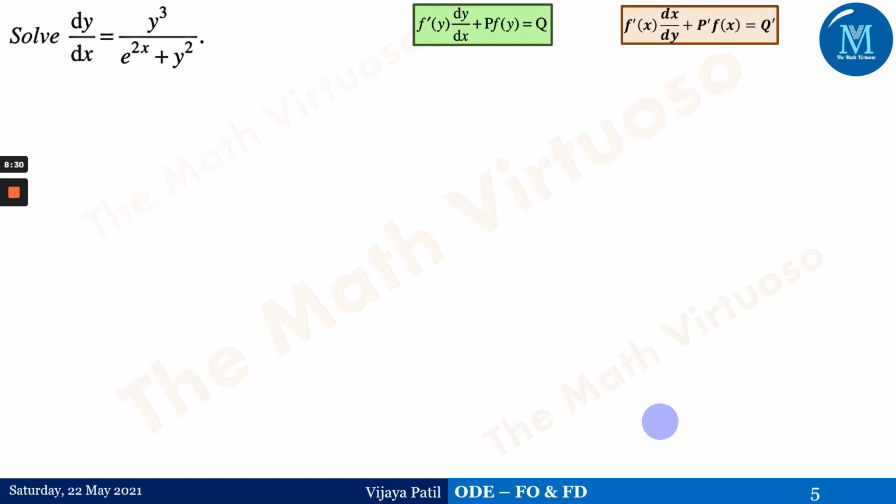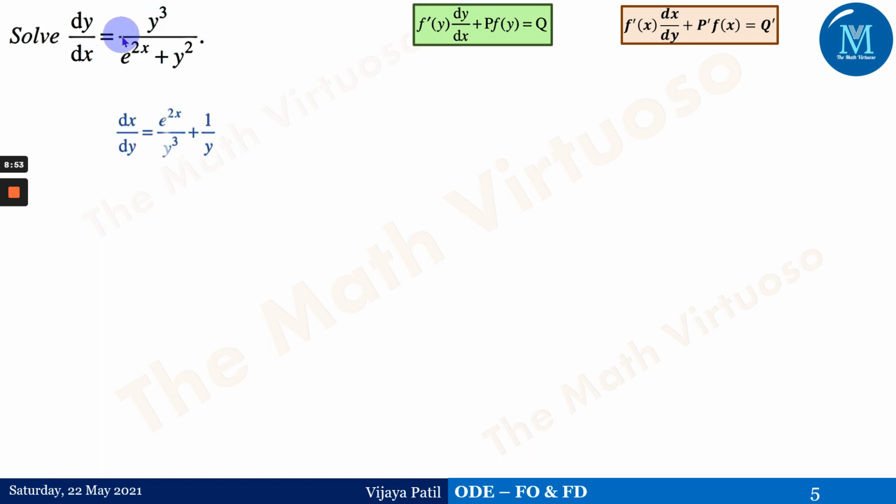Okay, moving towards the next question, dy upon dx is equal to y cube upon 2x plus y square. Now again, this dy upon dx, so if you observe here, if I wanted to go for this format or that format, what would be the correct format? Suppose here I have got e to the power 2x plus y square in the denominator.